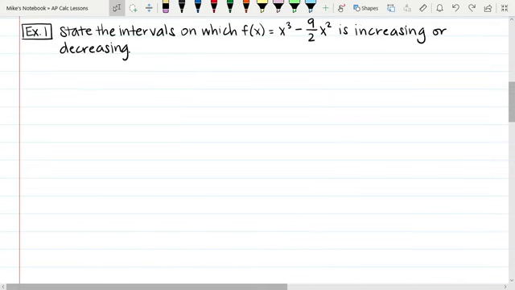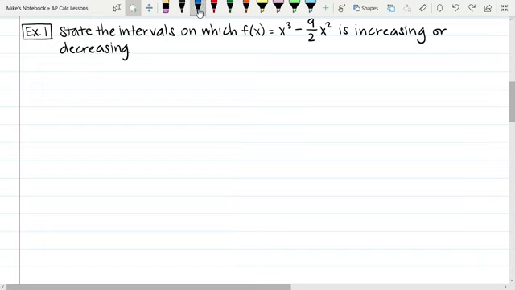All right, so here we go with the first example. State the intervals on which f of x equals x cubed minus 9 halves x squared is increasing or decreasing. Okay, so this is our chance to apply the theorem that we just talked about. Now remember, in order to determine where this function is increasing or decreasing, we need to take a look at its derivative and determine where that derivative is positive and where that derivative is negative.